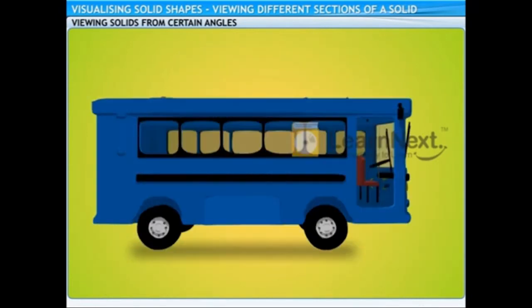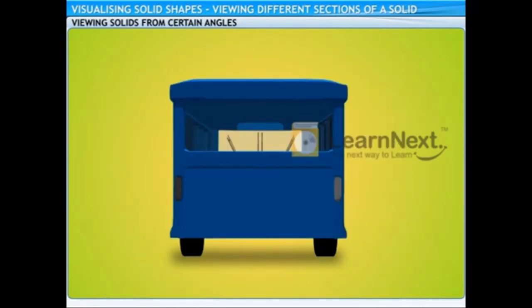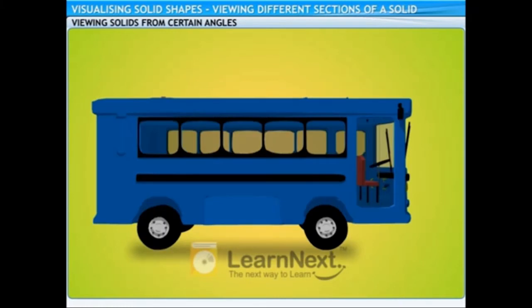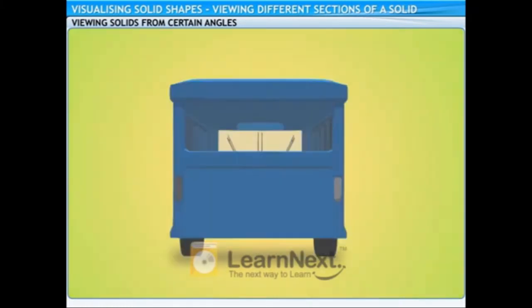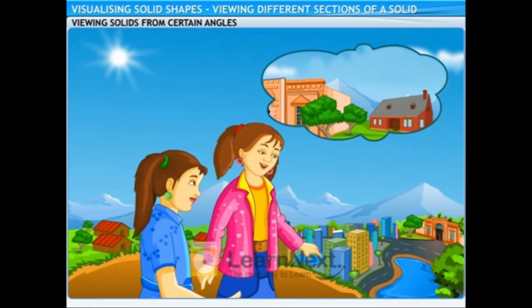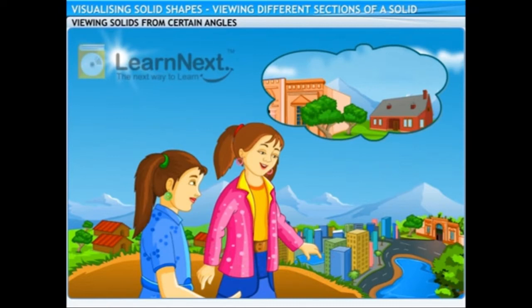Besides these three views, you can see other views too. The view depends on the location from where you're looking at the object. You must have also noticed that when you observe a solid from a particular angle, certain views of the solid get hidden. This was the reason why Ruby wasn't able to see the entrance to the museum from her house.